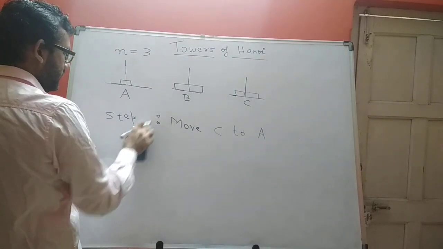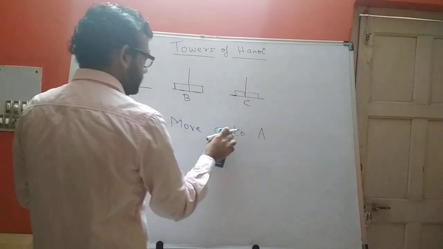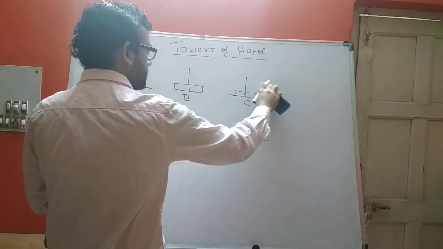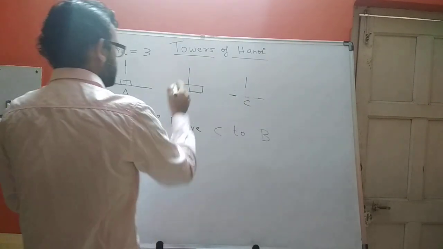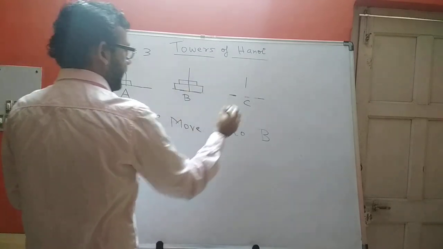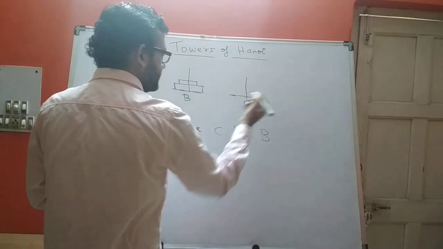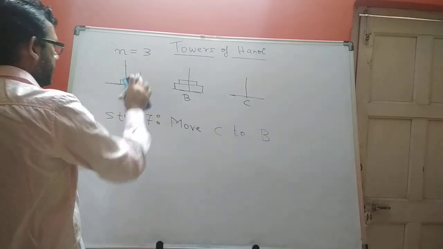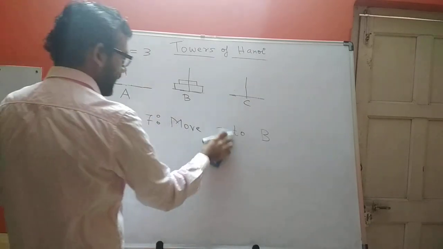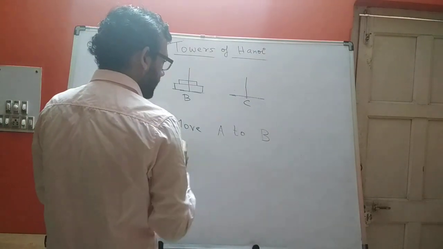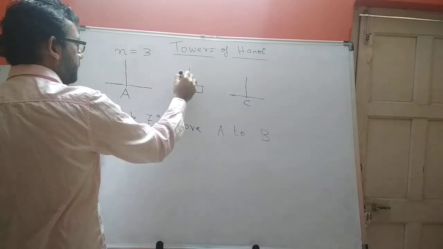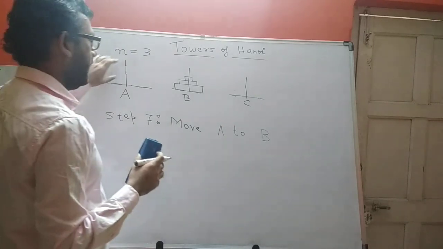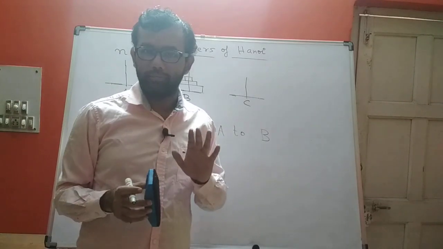And this will enable me at step 6 to move from C to B. So, this will cause the second largest disk to be placed on peg B, rendering peg C empty. And in the last step, which is step number 7, I will take the smallest disk from A and move it to B. As a result, my problem of transferring 3 disks from peg A to peg B has been completed, right?